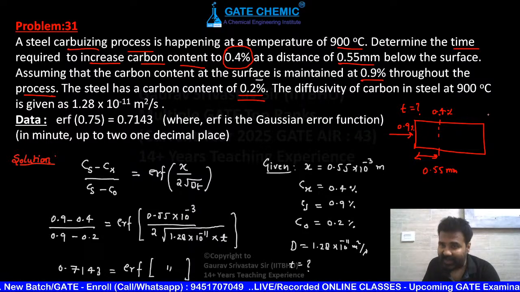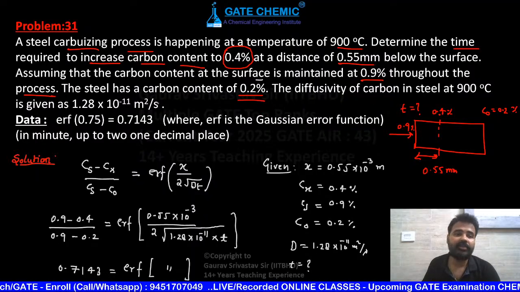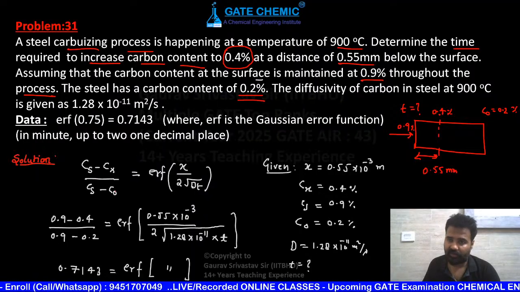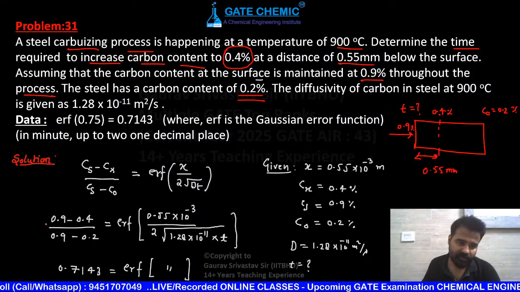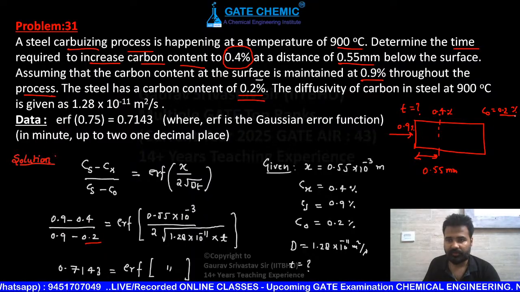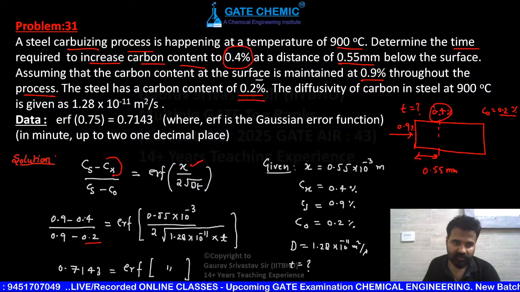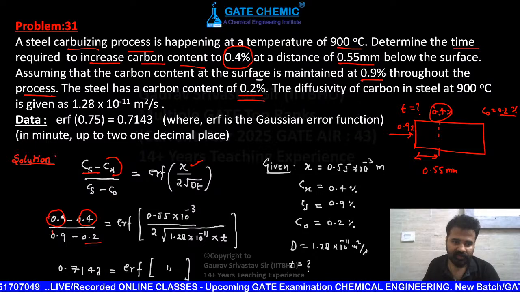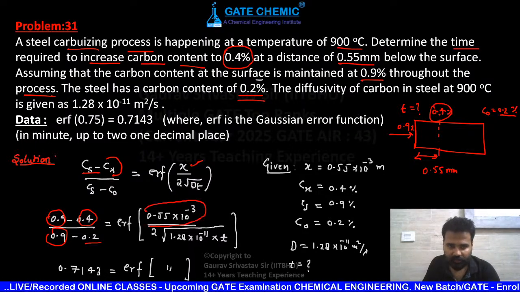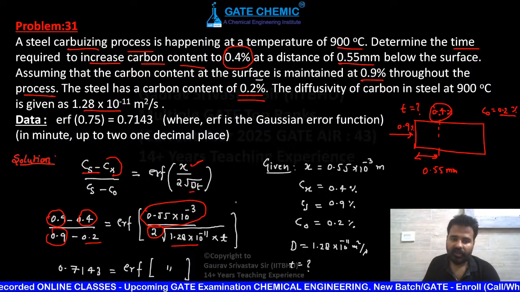That means initially C naught here given in terms of percentages 0.2%. The diffusivity of carbon in steel also given. Error function is given in minute. So CS, CX, CS, this C naught. So just I am putting these all directly in terms of percentage. 0.9 minus 0.4, 0.9 minus 0.2. 0.2 is initial concentration everywhere. 0.4, that is you want at that location X. 0.9 surface concentration in terms of percentage. Okay, X 55 mm, so in terms of meter you can write like this, 2 root of D. So D is clearly mentioned here. You have to calculate time.